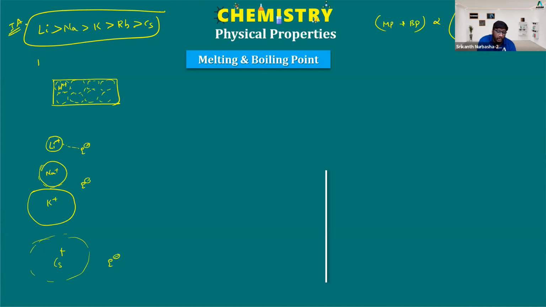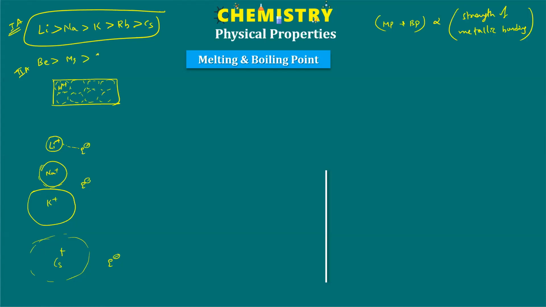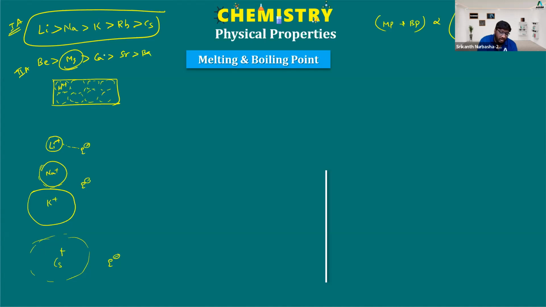When compared to 1A and 2A, 2A is much higher. But within 2A, how to compare? Beryllium, magnesium, calcium, strontium, barium. But there is an exception with respect to beryllium: beryllium will have a low melting point or boiling point. Why? Because the crystal structure of beryllium is not compact. Why? Because of its radius ratio calculations. Okay, is that clear or not?